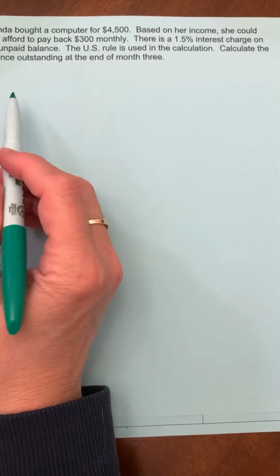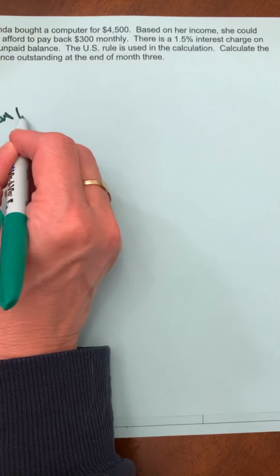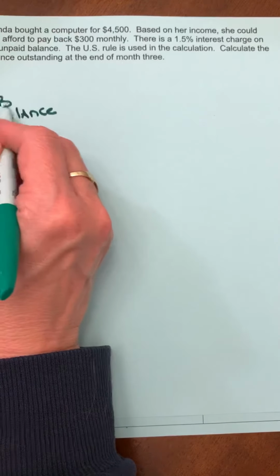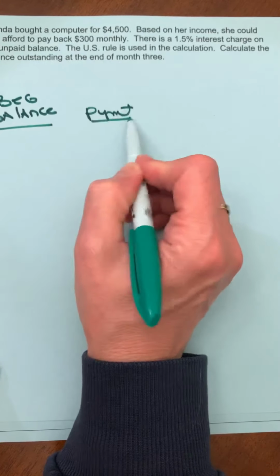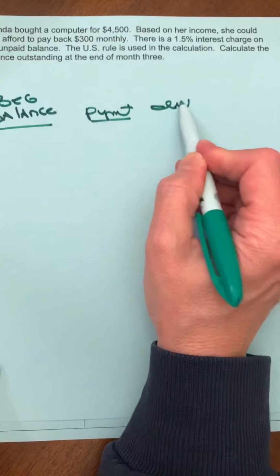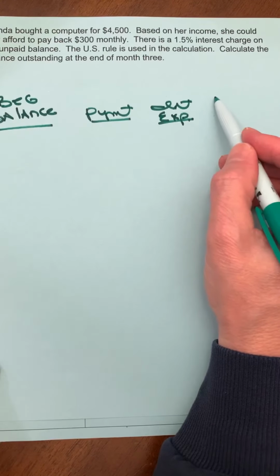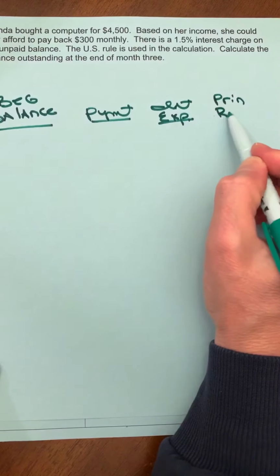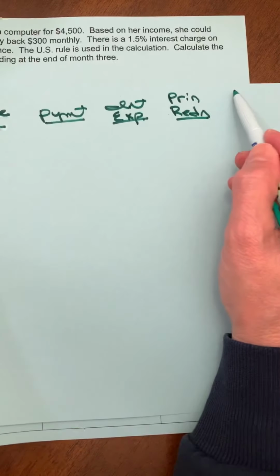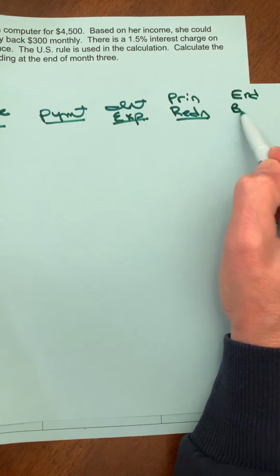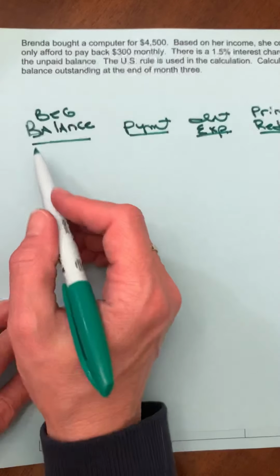So we are going to need to start with what our beginning balance is. Our beginning balance. We're going to make a payment. Our payment will first go towards our interest expense. Then the rest of the payment will go towards our principal reduction. And then we will have a new or ending balance.